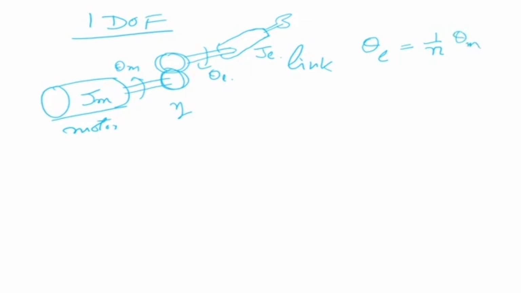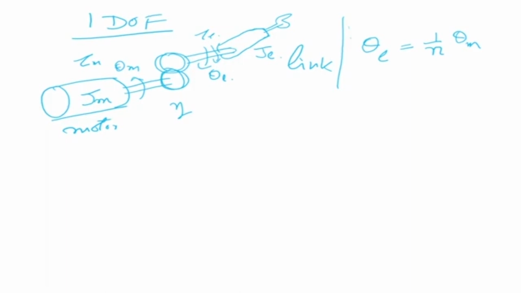Okay, so now theta L is equal to 1 by n theta m. Okay, so the motor speed has to be reduced and the torque has to be increased, right? So the torque acting here is tau m, this side. Okay, that's the motor torque, and the torque on the other side is tau L. Okay, so now we have a 1 degree of freedom system, a motor which is actuating a gear, and then it is driving the 1 degree of freedom link, and there is a gear ratio of n. So theta L is equal to 1 by n theta m. n is a reduction gearbox.